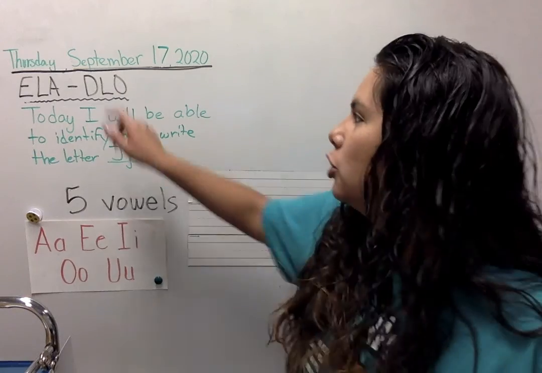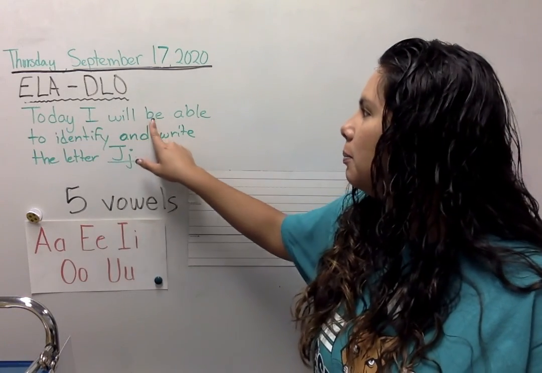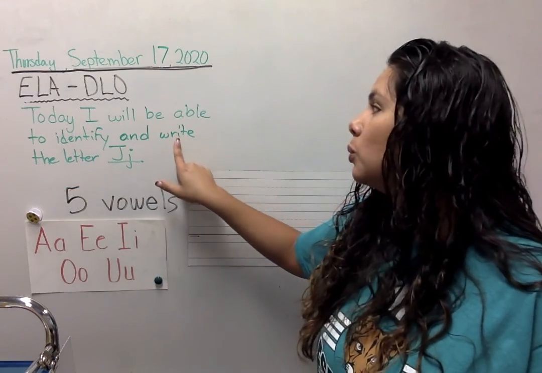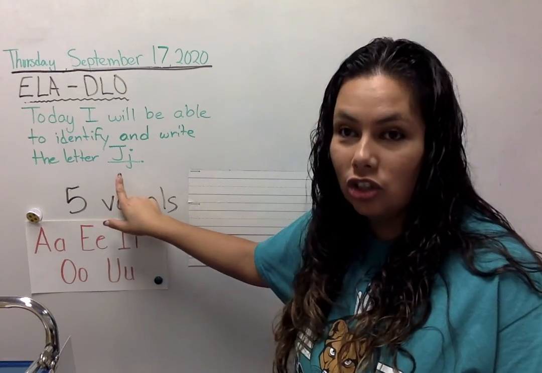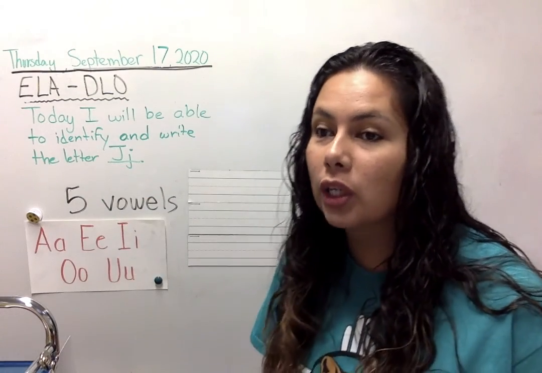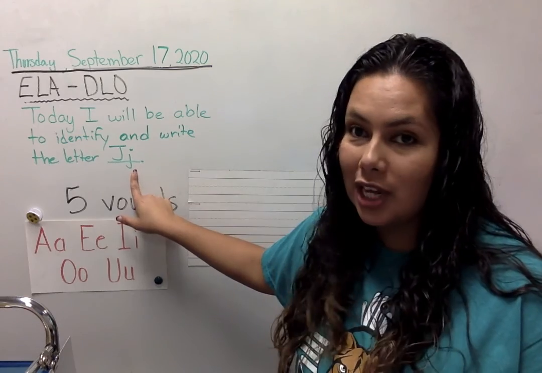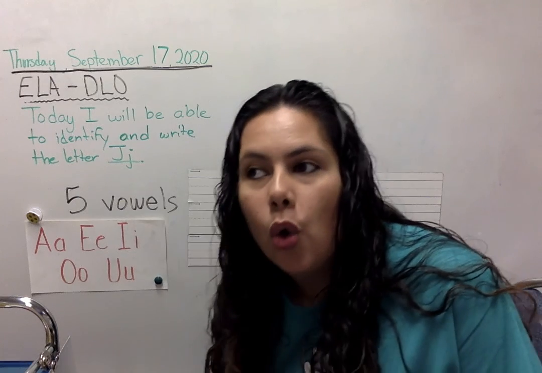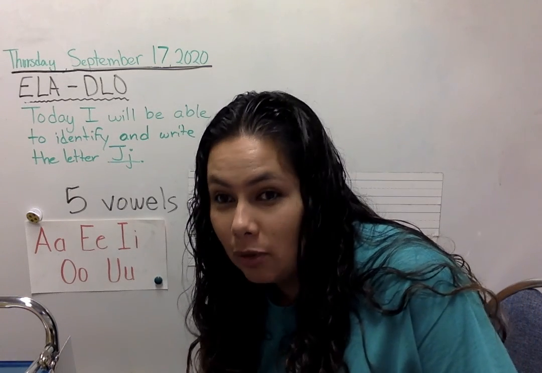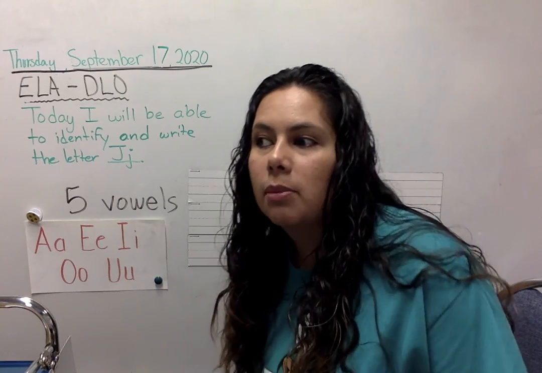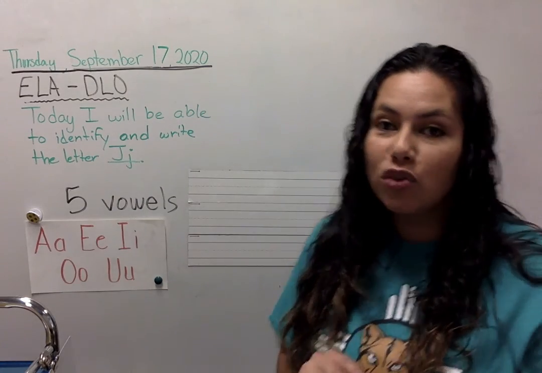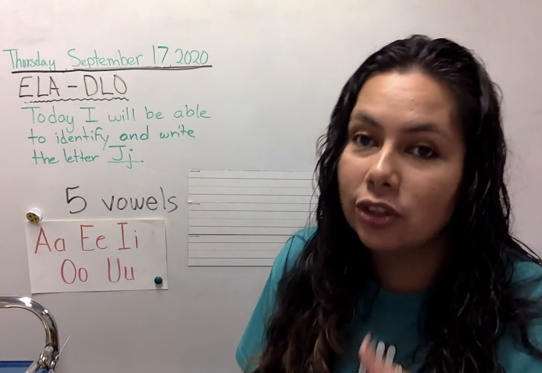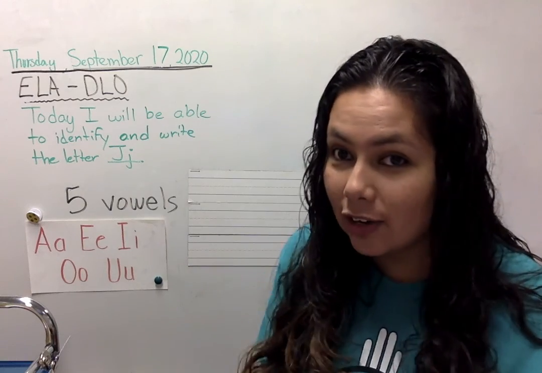So read it with me. Today I will be able to identify and write the letter J. Capital J and lowercase j. Capital J, lowercase j. So I have assessed some of you guys to see, just a few of you guys, how many letters, capital letters and lowercase letters you know. So some of us have not learned the ones that we've done. So I'm going to go over it again, okay? Just the ones that we've already done. But when I ask you, I'm going to ask you which ones you know from the entire alphabet, okay?